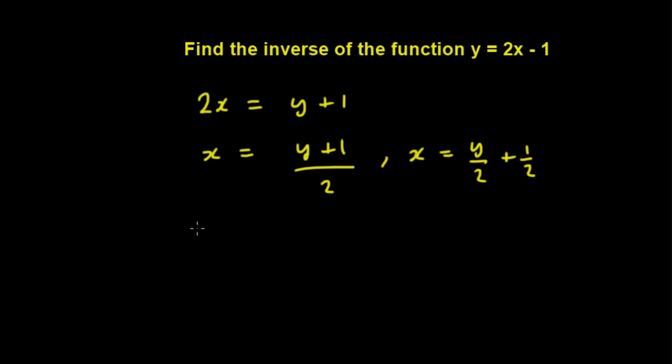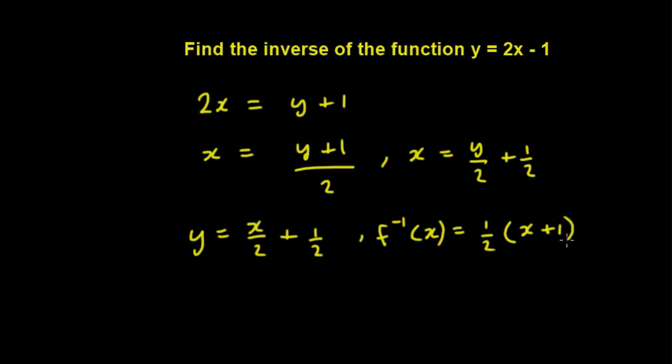Now we can swap the x's and the y's. We can say that y is going to equal x upon 2 plus a half. Or equally we could write it out. We could say f inverse x is equal to, we could take the common factor of a half out, so that would be a half x plus 1. So that's the answer here. Now again, you could put this in the graphical calculator and see what these functions actually look like.